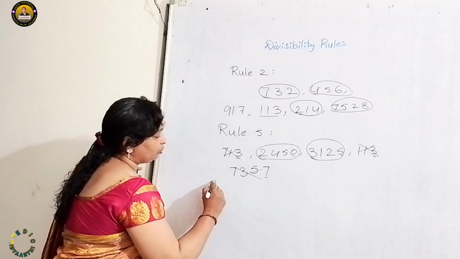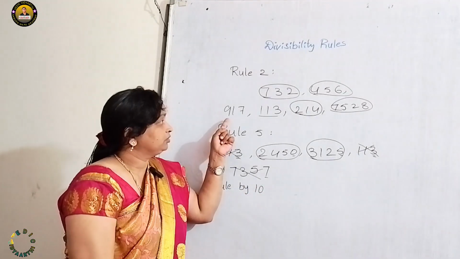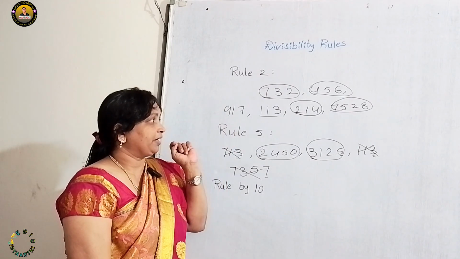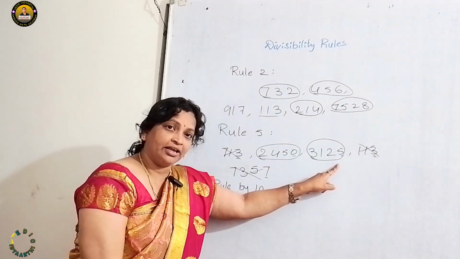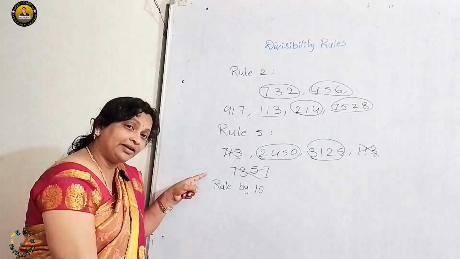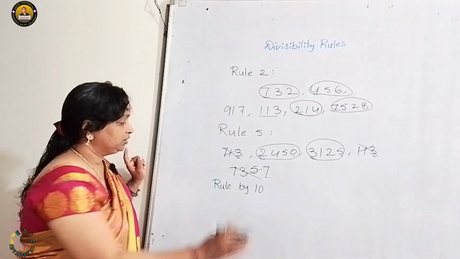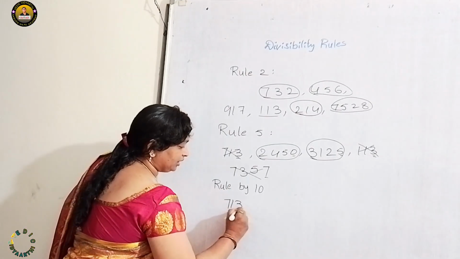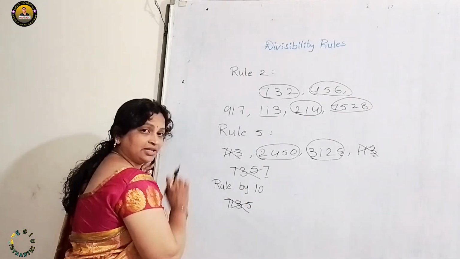Next, rule by 10. Here, all even numbers are divisible by 2. Next, if the last digit is either 0 or 5, then it is divisible by 5. What is rule by 10? The last digit should be 0. 7135: 0 is not there, so it is not divisible by 10.